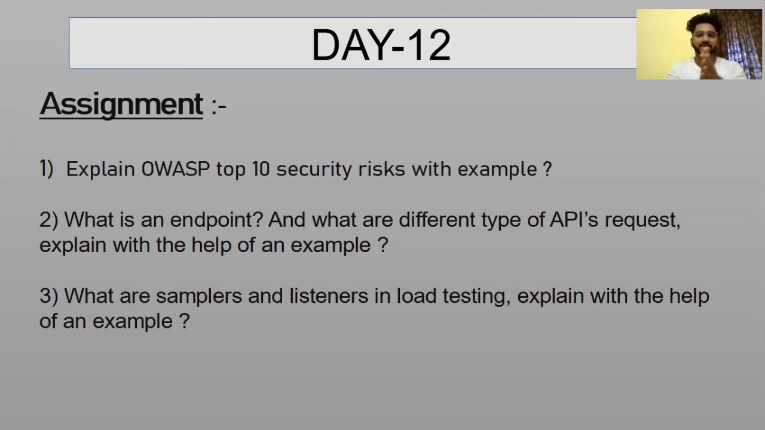So yes, moving towards the next question: what is an endpoint and what are different types of API requests? Explain with the help of an example. Here, the endpoint is basically a location through which the API can access a particular resource. In simpler words, I can say it is a URL. So moving forward, the different types of API requests.